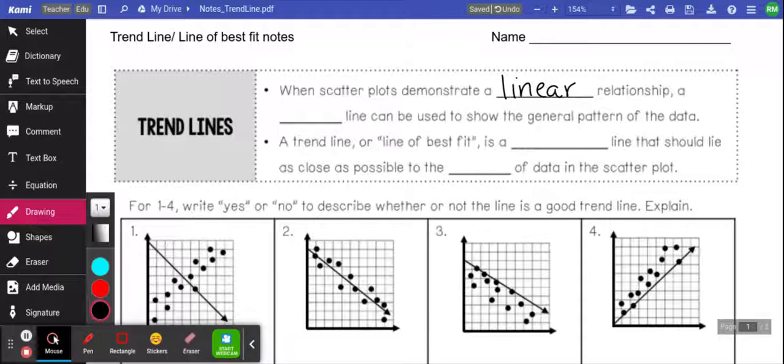Linear relationship, a straight line can be used to show a general pattern of data.